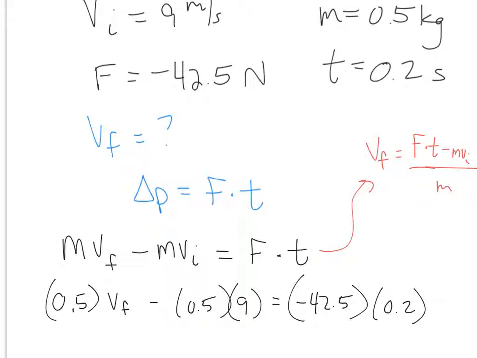You would add the mvi, oh, sorry, it's a positive. You would add the mvi to both sides and then divide by m to get vf by itself. So if you want to write what's in red, that's what the generic solution would be. But again, solving this, it's the exact same answer.